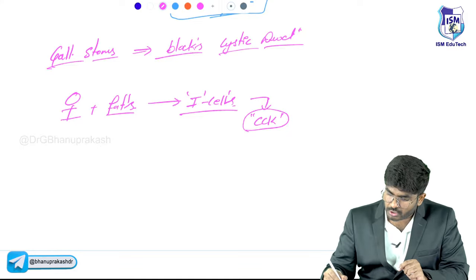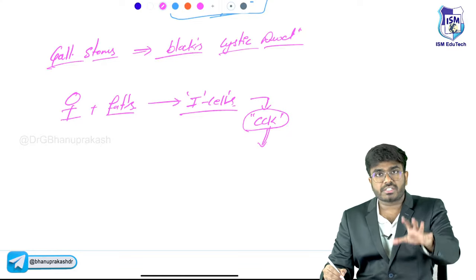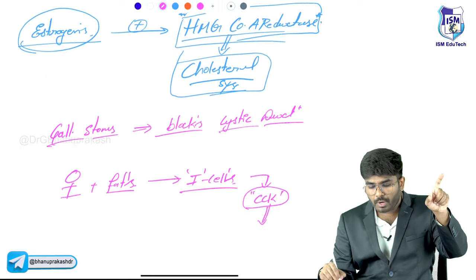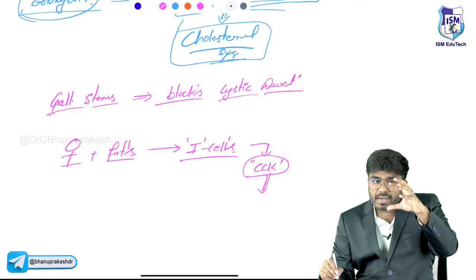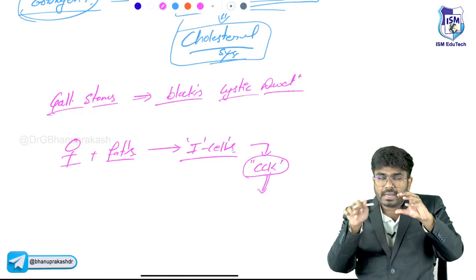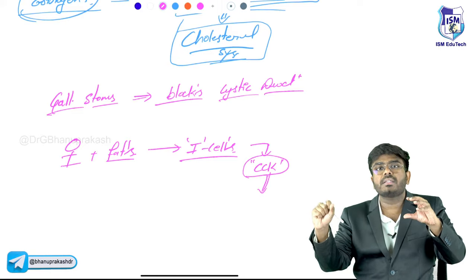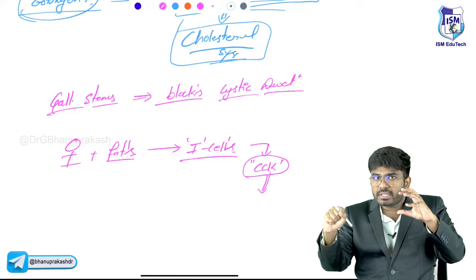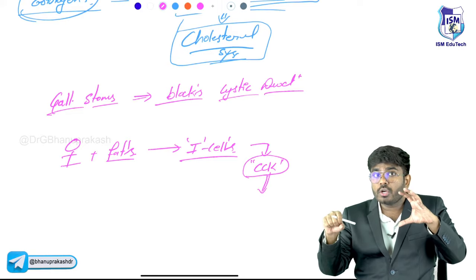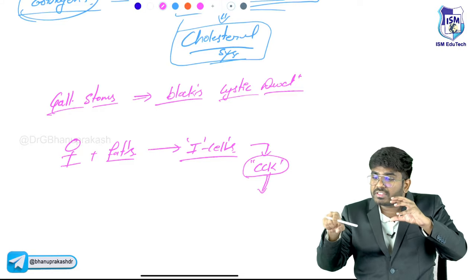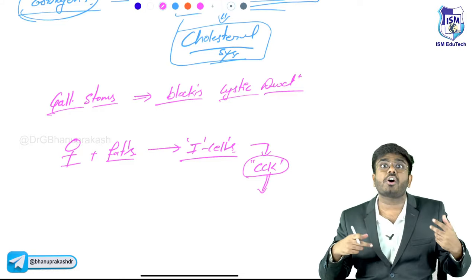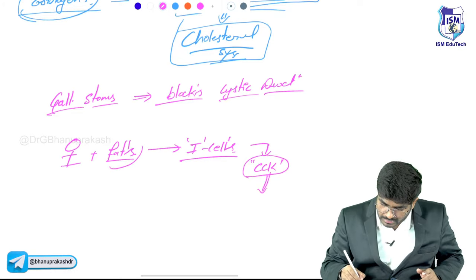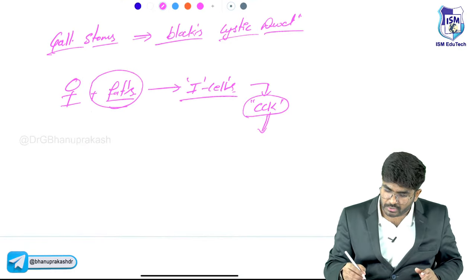Sir, this cholecystokinin, what will it do? It causes gallbladder contractions. But what is the problem? The gallbladder is okay, but the duct is blocked. The gallbladder is trying to contract and send the bile into the cystic duct, but the cystic duct is blocked. Is the bile going to come out? No. So the gallbladder is contracting against a blocked duct, and that causes the pain. So upon taking fats, the patient is going to have pain.